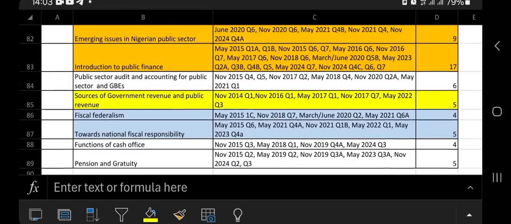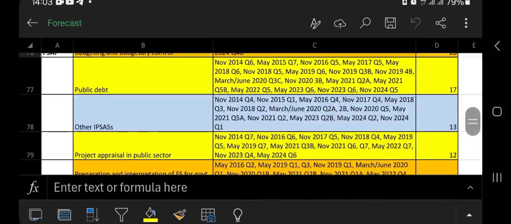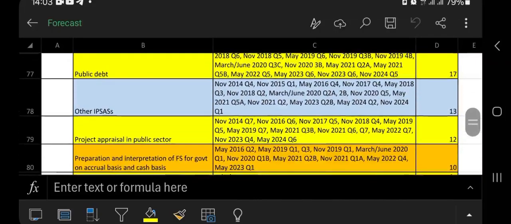So please pay attention. Then once you're done with those two major categories, you move to the ones in blue, other IPSAS. Please pay attention to other IPSAS. It was examined the entire year last year, 2024, and this year it's not going to be any different. So please check that.